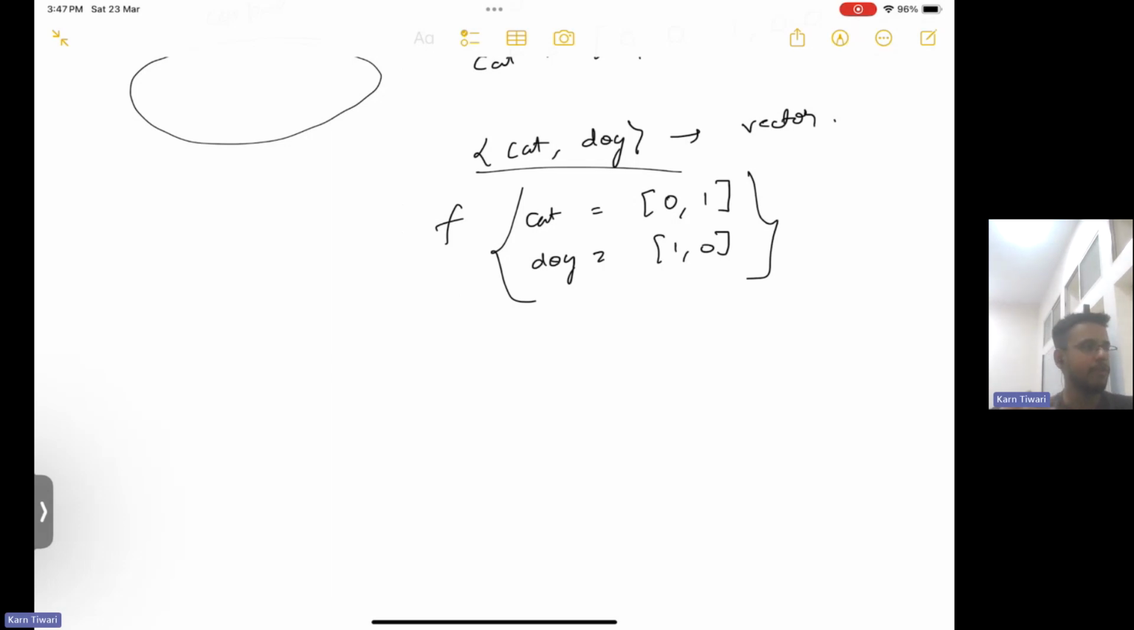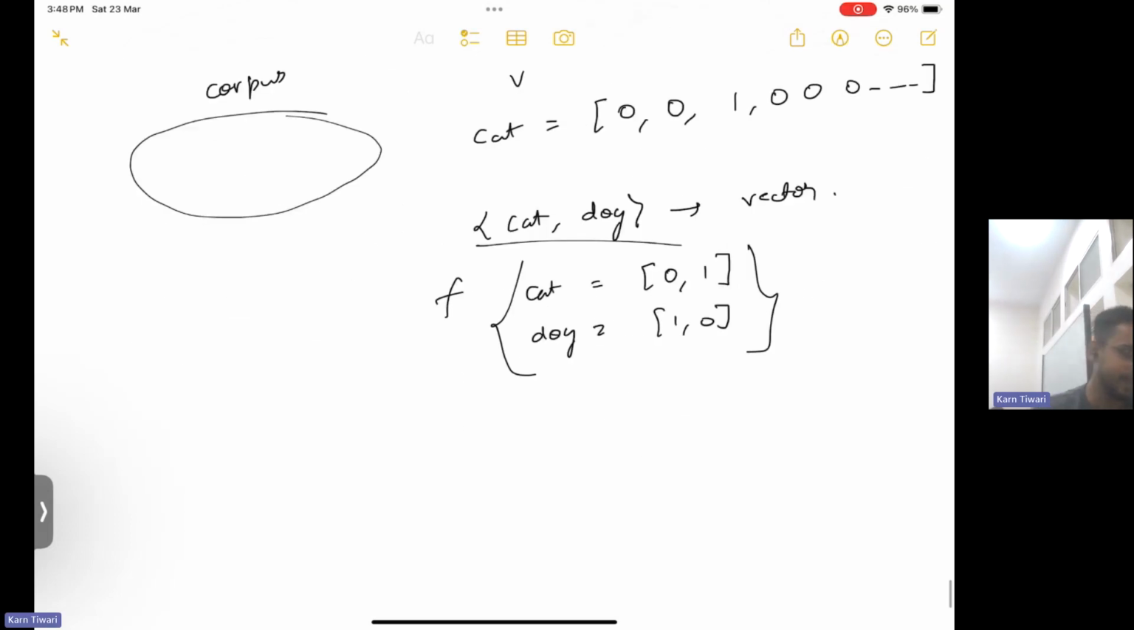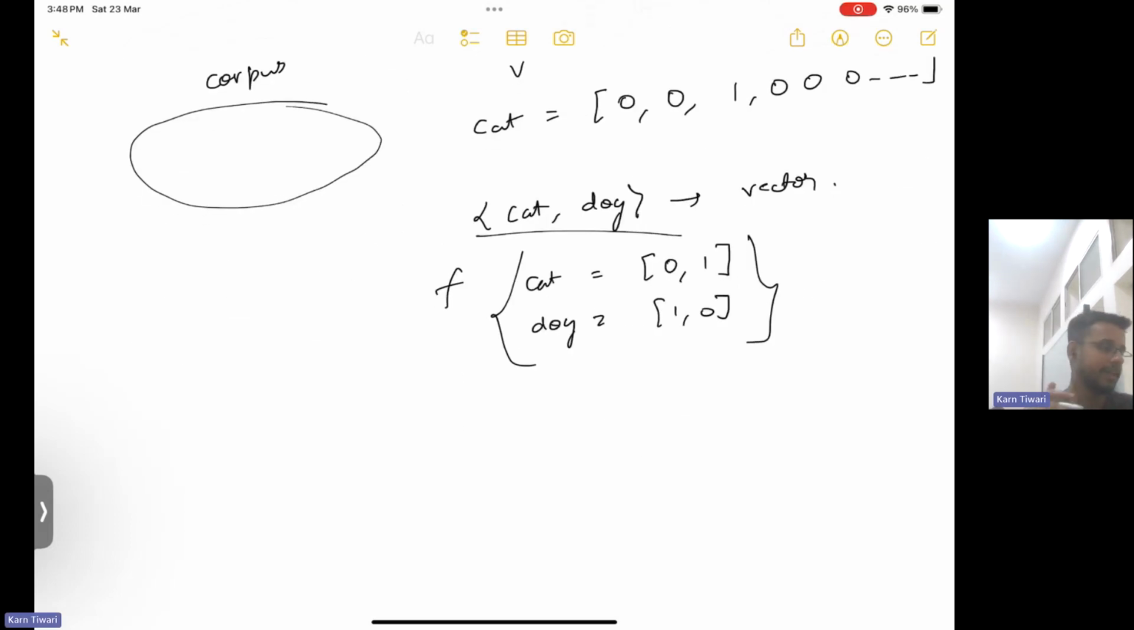But there are a lot of drawbacks to this kind of representation. Firstly, it's arbitrary. We have randomly assigned 0, comma 1 to a cat and 1, comma 0 to the dog. We could do 1, comma 0 to the cat as well, or 0, comma 1. So a mismatch can happen. The representation is not unique. We can just rearrange it and again pass it to our model.